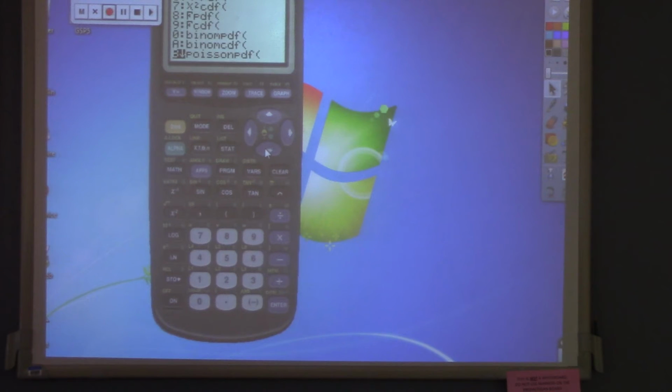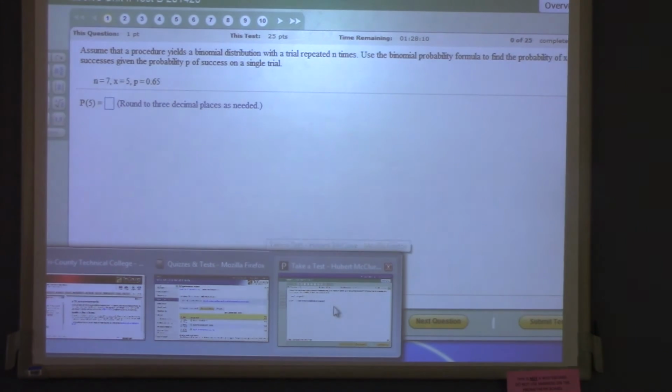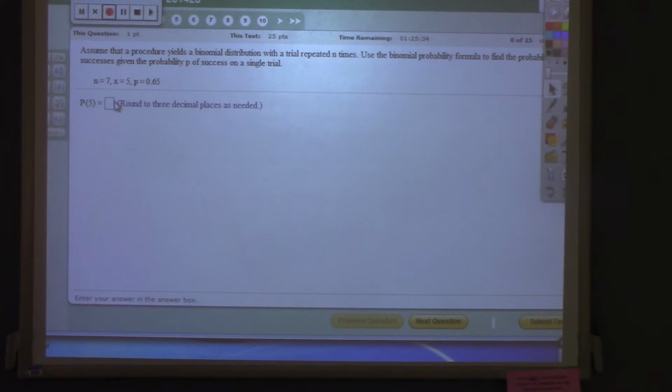Binomial PDF. And type in N, what is N? 7. 7, comma, 0.65. And the last one? 5. Close parentheses and enter. 0.2985.